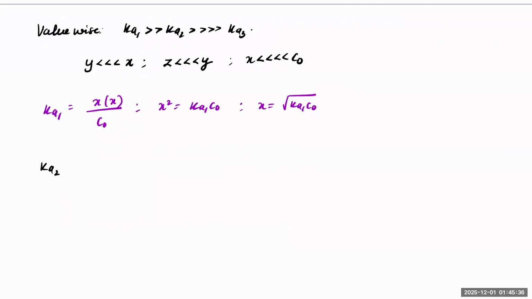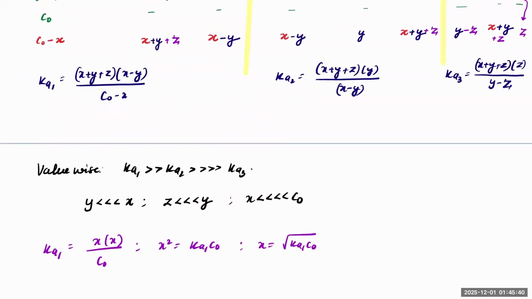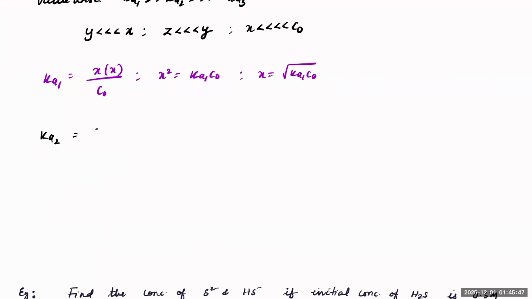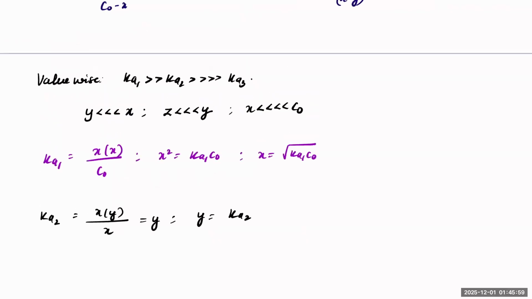Now come over to Ka2, everybody. So when it comes to Ka2 here, that is equal to (X+Y+Z), and here it is Y being ignorable. So we can say X multiplied by Y divided by X again. So X will get cancelled, we'll get this as Y. So Y is equal to Ka2. This is the second equation we can get.